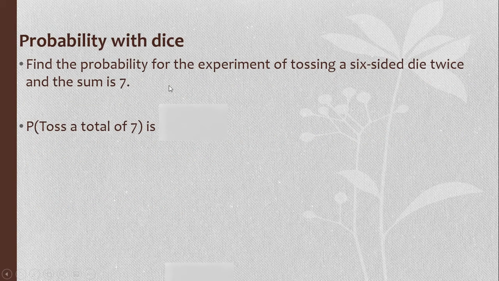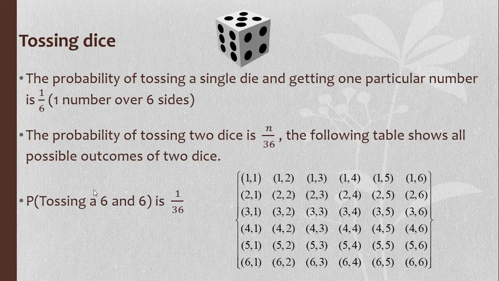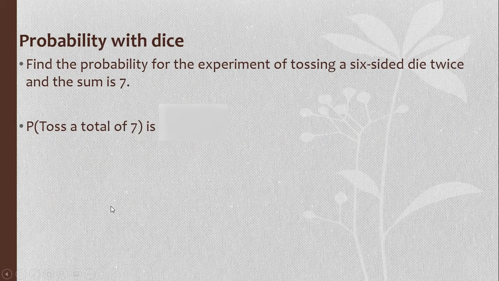Well, let's find the probability for the experiment of tossing a 6-sided die twice, and the sum is 7. If I go to the previous slide, a total of 7 would be here: 6,1, 5,2, 4,3, 3,4, 2,5, 1,6. So that's exactly 7. That happens 6 times out of 36, which is 1/6.